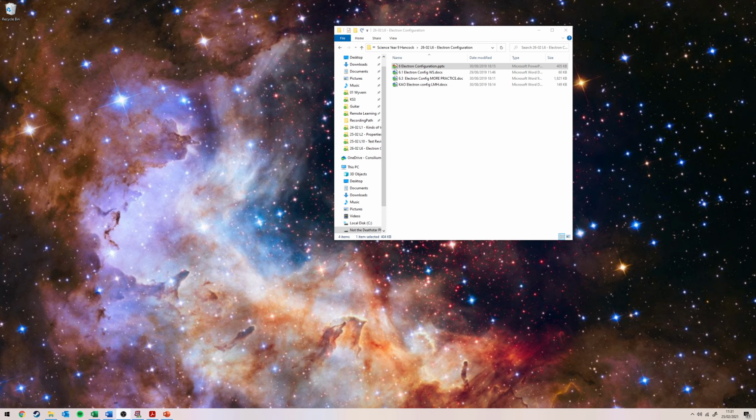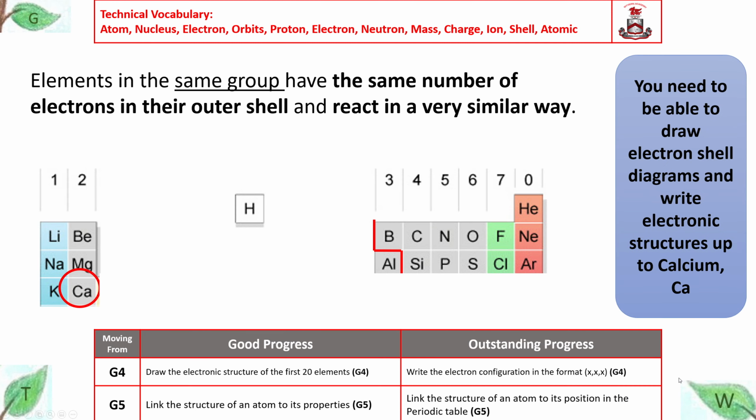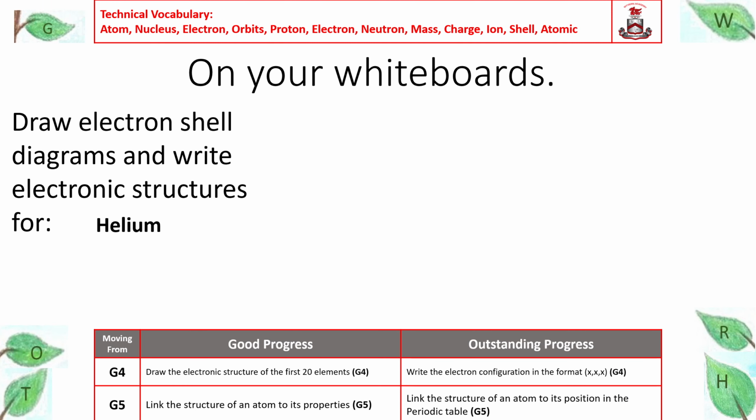Okay, so let's continue with this. Now, what I want you to do, we'll get your periodic table ready. I'd like you to draw the electronic structure and write the shorthand notation for the electronic structure of helium. So pause it, have a go.